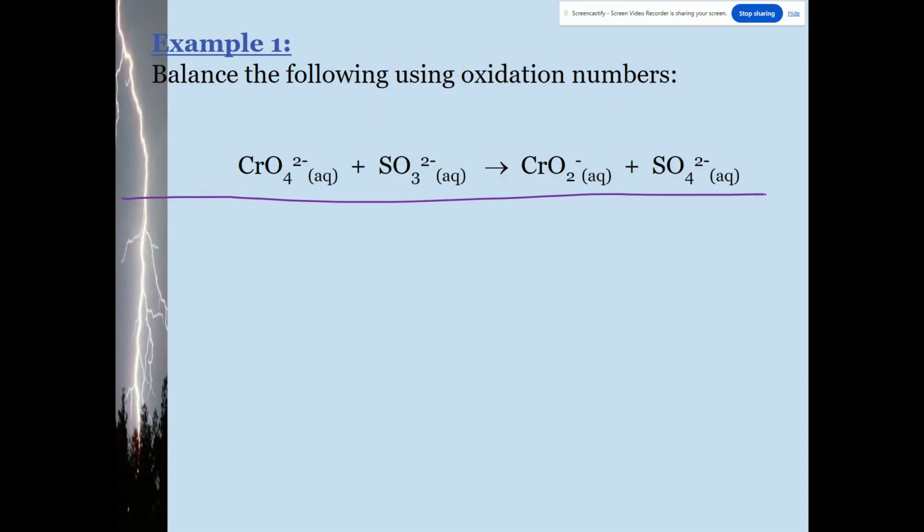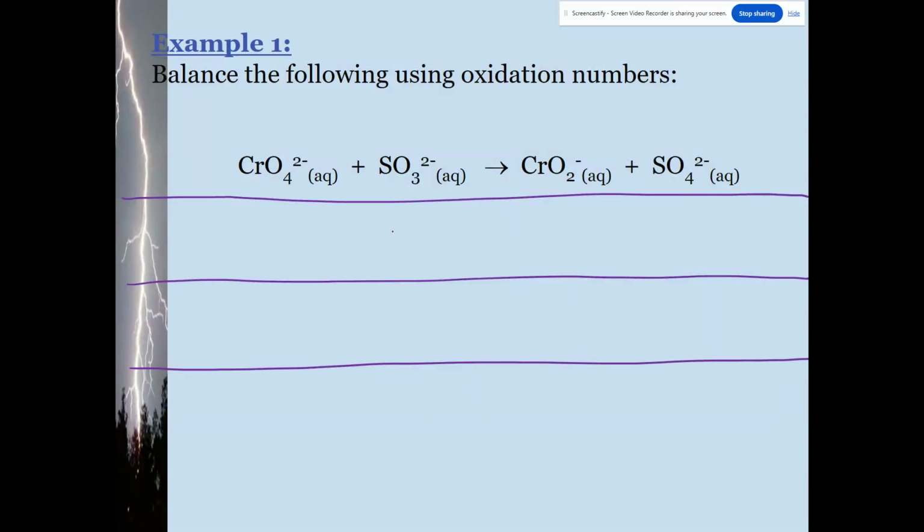So what we're going to do is separate this into 2 half reactions. So I have the ion CrO4 2- becoming CrO2 -1. And my other half reaction is going to be SO3 2- becoming SO4 2-. Okay? I'm going to balance these 2 half reactions the way we just learned and then put them back together.